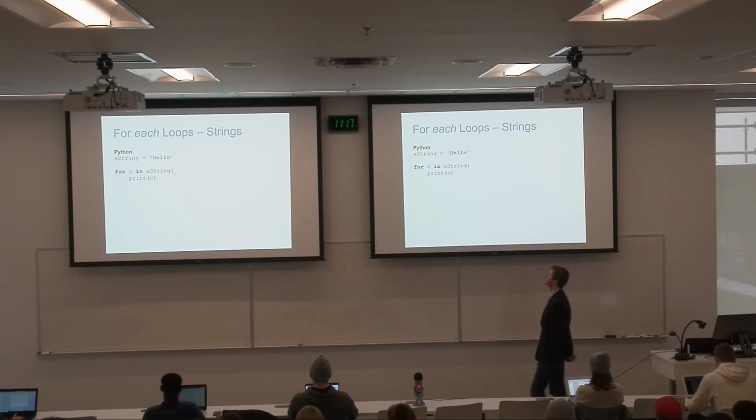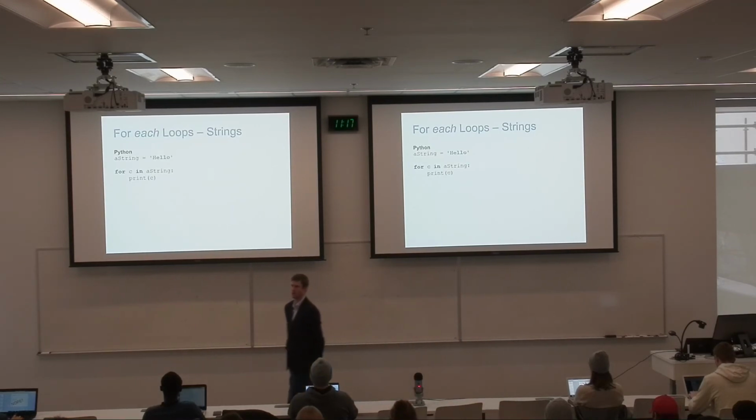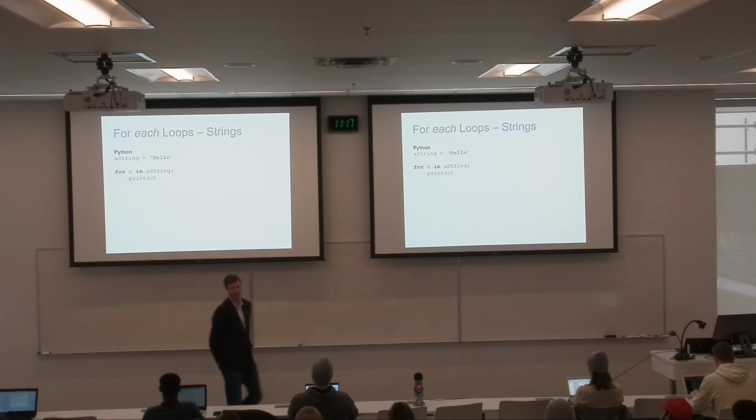Now note that the fact that it's the letter c is just the variable name for each of the things inside the string. So the first time through the loop, c will be h, then e, then l, and so on. The fact that it's c has nothing to do with the fact that it's a character, it's just a coincidence.